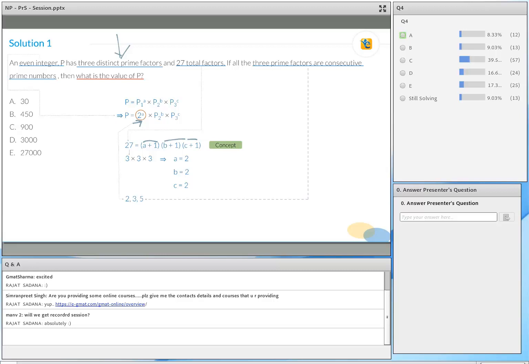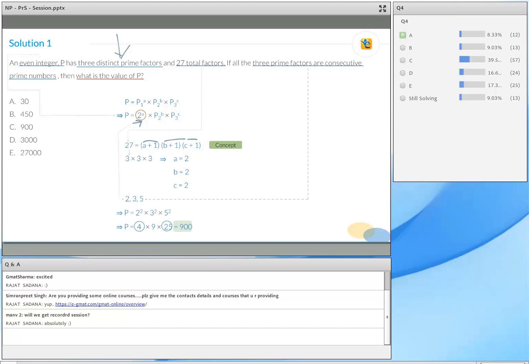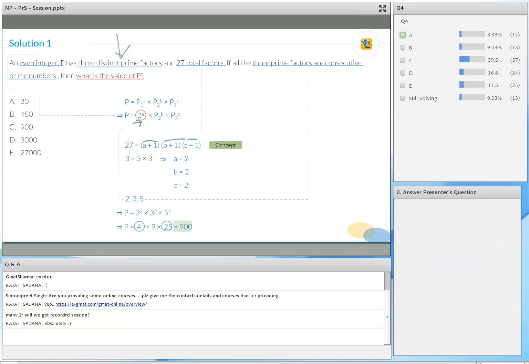Now, because 2 is the first prime factor and all three prime factors are consecutive prime numbers, I have 2, 3, and 5 as my prime factors, and I have their powers, which means I can calculate the value of P as 900. So for people who got the correct answer, well and good. Now, people who weren't able to select the correct answer, where did you falter? Which step did you falter on early on, when you solved this question the first time around?